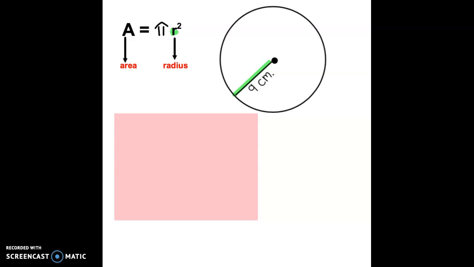So here we have an example. We have this circle here and we want to find the area of it. Remember, a radius is the distance from the center of the circle to the perimeter. So right here, this 9 centimeters, that would be the radius because it goes from the center of the circle to the perimeter. So now I want you to see, what do you think the first line of this formula is going to look like?